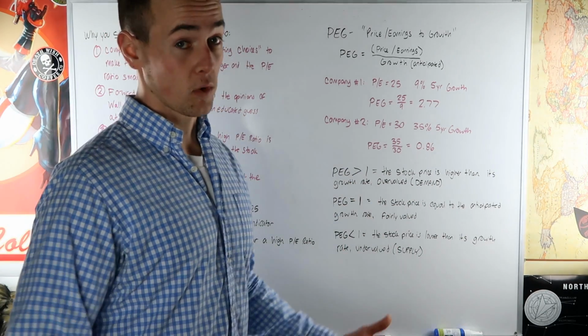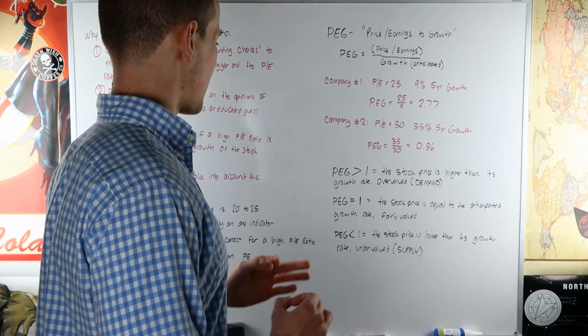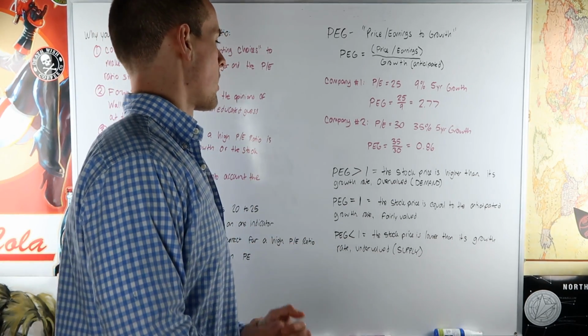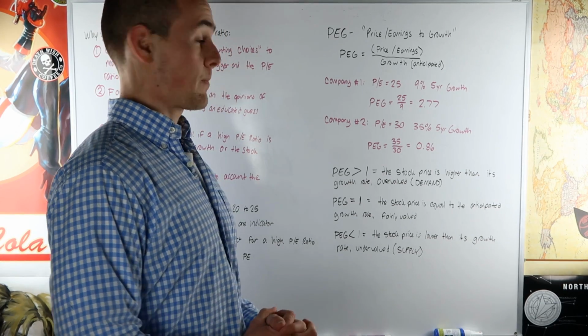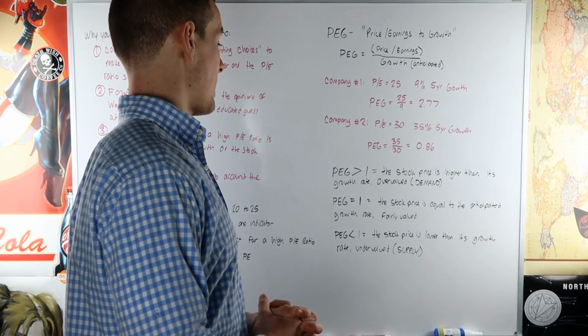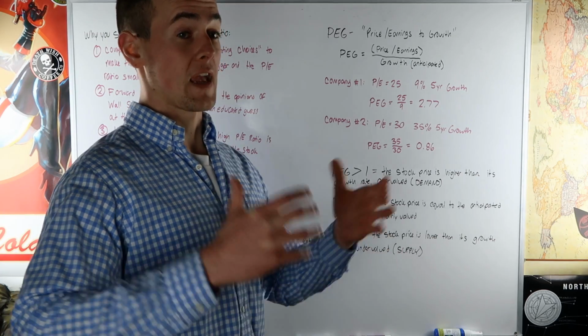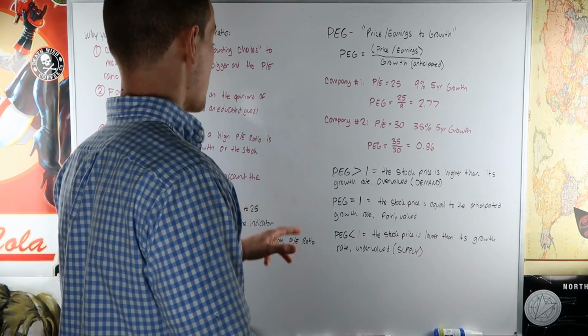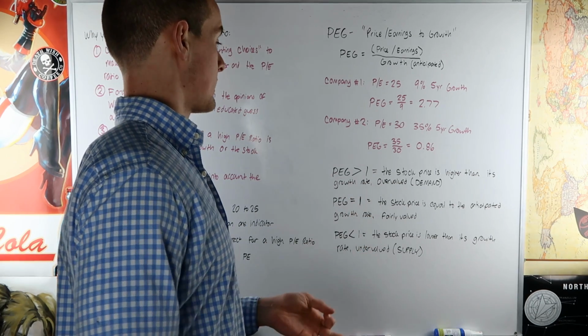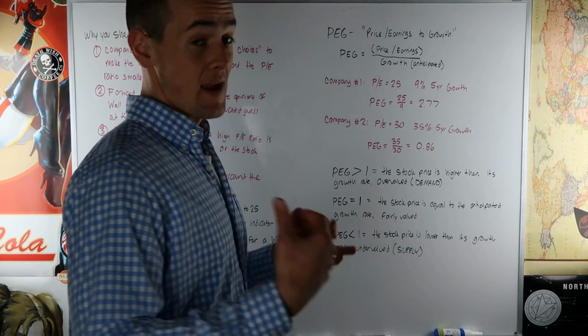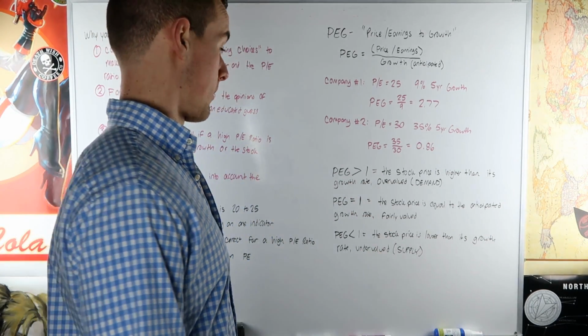So what does that even mean? What exactly does that mean? Well, a company that has a price to earnings to growth of over 1, that means that the stock price is higher than the anticipated growth of that stock, and it may be considered overvalued, or there is a heavy demand for that stock. If the price to earnings to growth is equal to 1, that would mean that the stock price is equal to the anticipated growth rate, and that stock is fairly valued in the market.